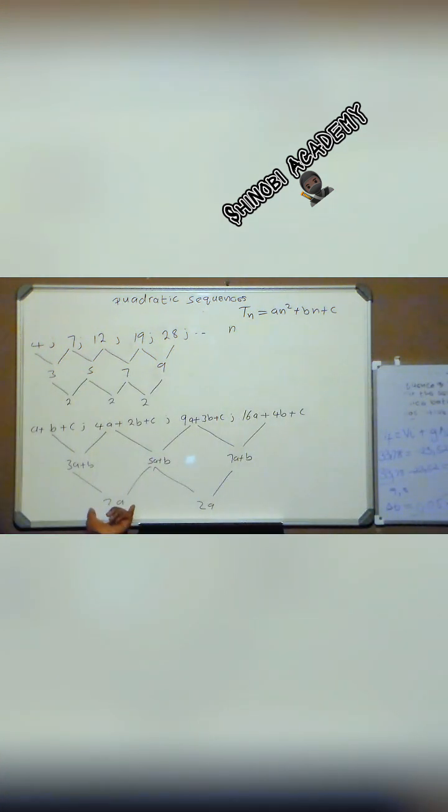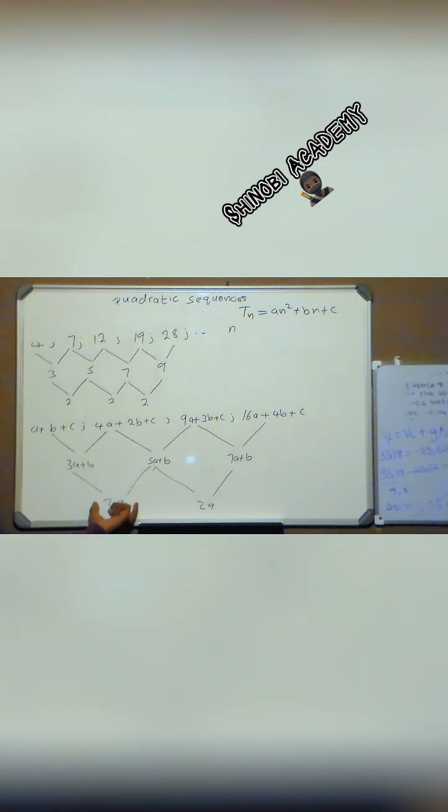I'm going to be using the second difference to find my value of A. After finding the value of A, I'm going to substitute it in the first difference of the first successive terms of the sequence and find the value of B. And then after that, I go to the first term of the sequence, substitute A and B to find C, right? So let's do that.